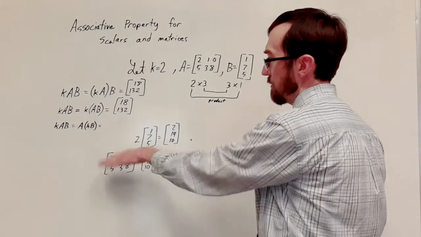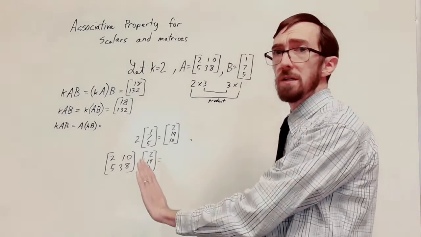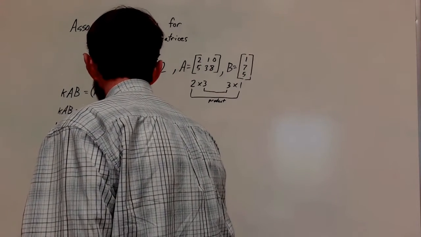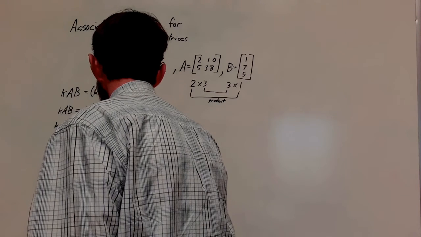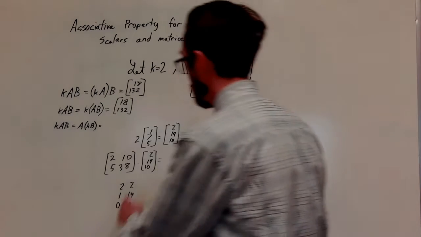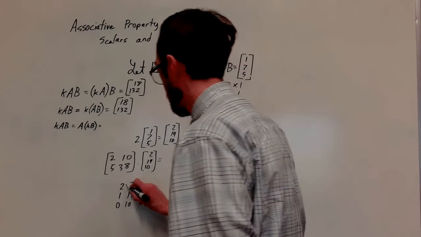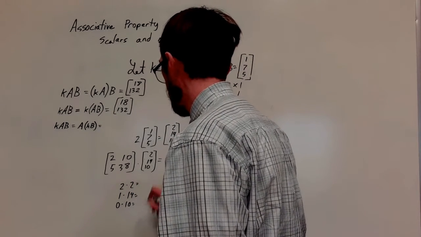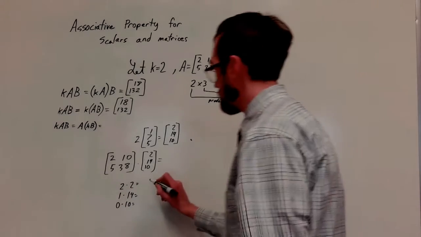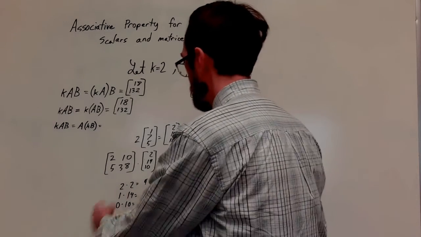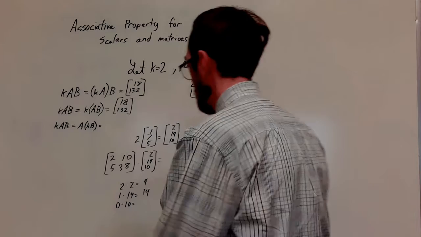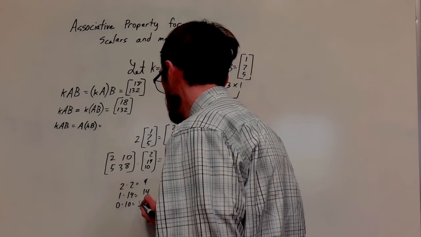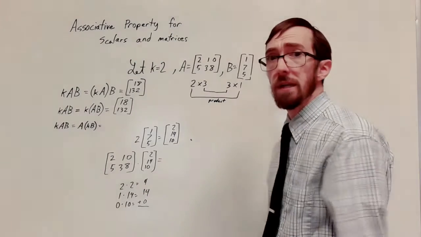Again, as I've done before, I'm taking this top row and setting it upright, and I'm going to multiply by this column. I will have 2 times 2 is 4. 1 times 14 is 14. 0 times 10 is 0. Adding those together, I will get 18.